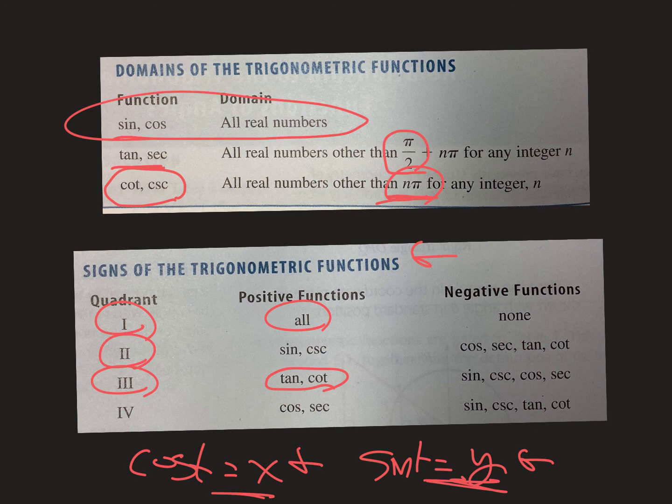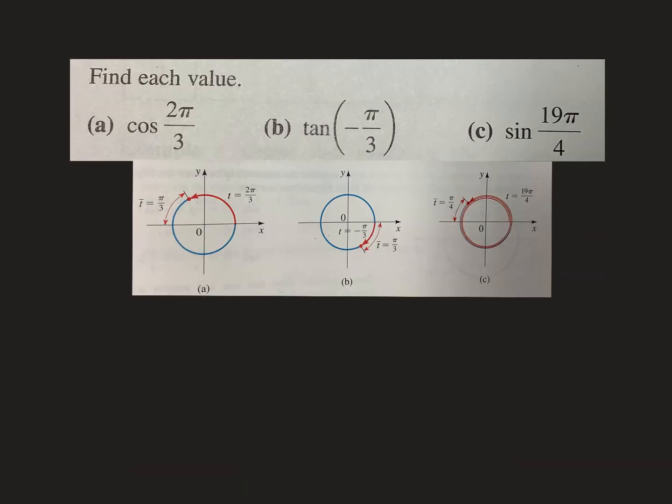In quadrant 2, the x is negative, y is positive. So sine and cosecant are positive. In quadrant 4, you go right down, which means the x is positive. So cosine and secant are positive. Everything else is negative. All right, so the big deal is knowing the signs in the quadrants, what's positive and what's negative.